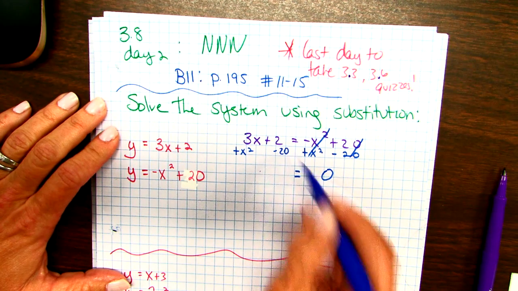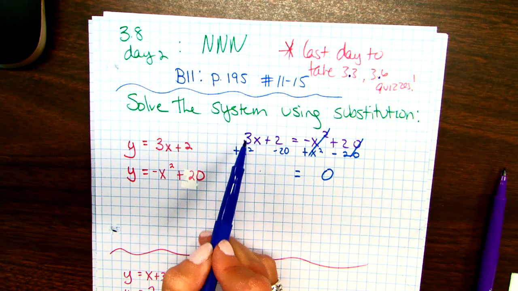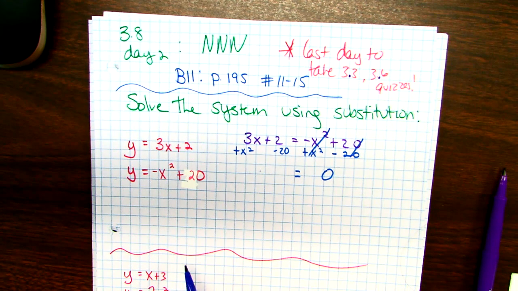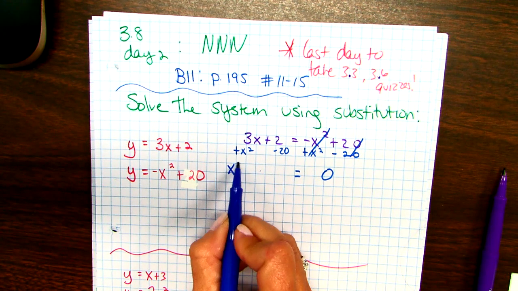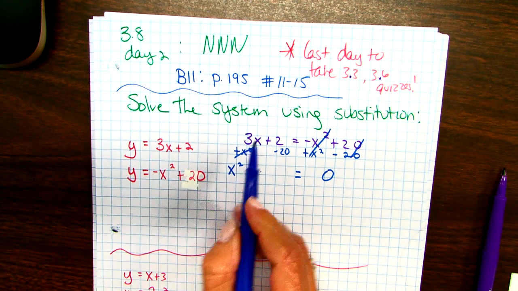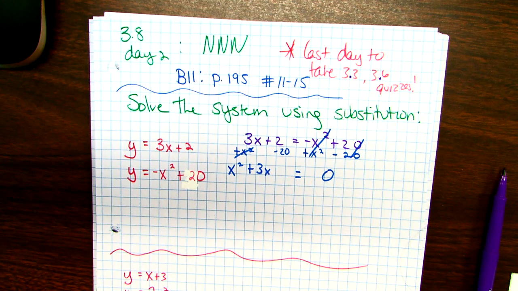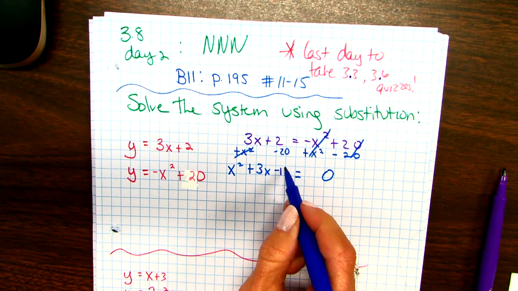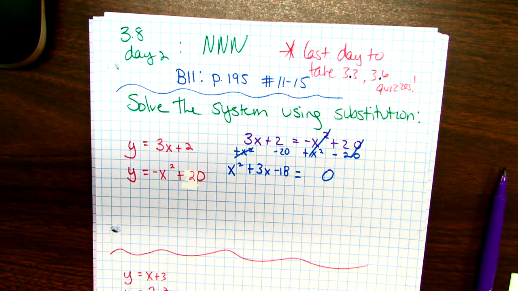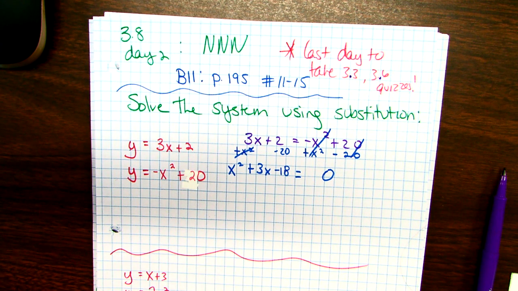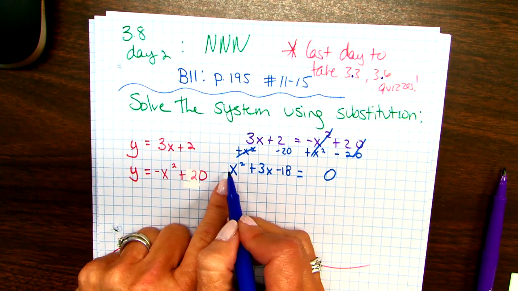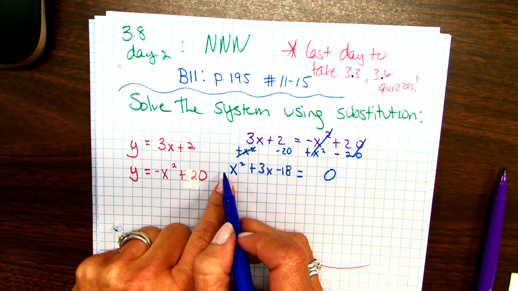And subtract 20 from this side. So I have to put these 4 terms in the correct order. I put x squared first, that's the x squared. Then I would do plus 3x, and then minus 18. So that's getting it in standard form where a is positive, okay?